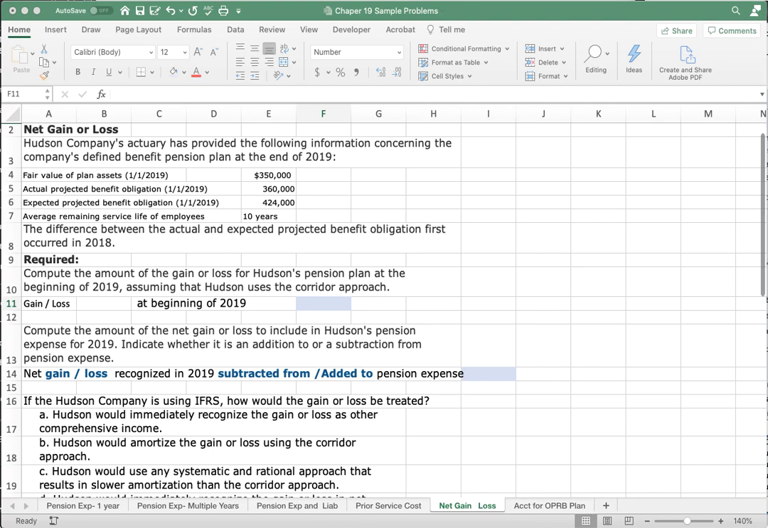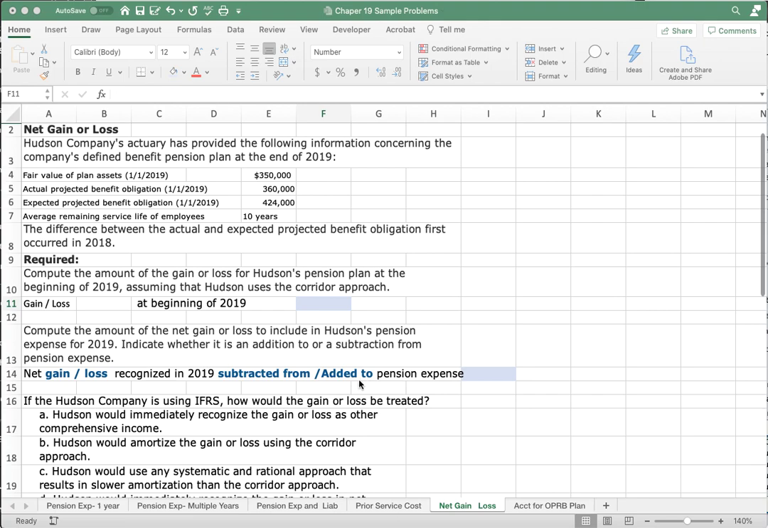Gain or loss: Hudson Company's actuary has provided the following information concerning the company's defined benefit pension plan at the end of 2019. Fair value of plan assets, $350. Actual projected benefit obligation, $360. Expected projected benefit obligation, $424. The average remaining service life of employees, 10 years. The difference between the actual and expected projected benefit obligation first occurred in 2018. Compute the amount of gain or loss for Hudson's pension plan at the beginning of 2019, assuming that Hudson uses the corridor approach.